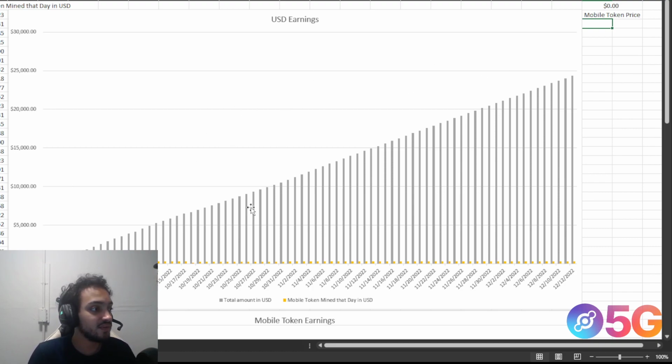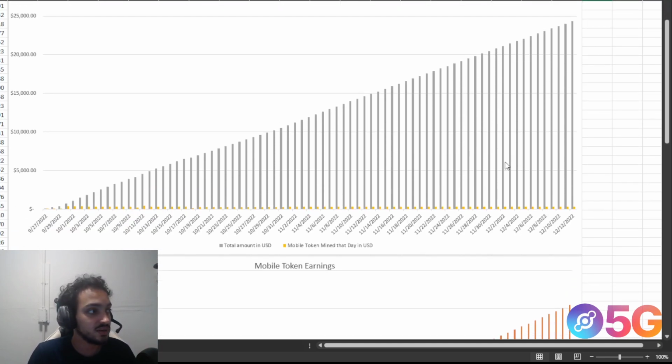So this is a graph of how much money I made so far. This is the total amount in USD, American dollars, and this is the graph of the total in dollars. And there are the yellow things, which are very very small. I'm not sure if you even noticed them. This is the mobile token mined that day in dollars. So this is the value of the mobile tokens that I mined that day.